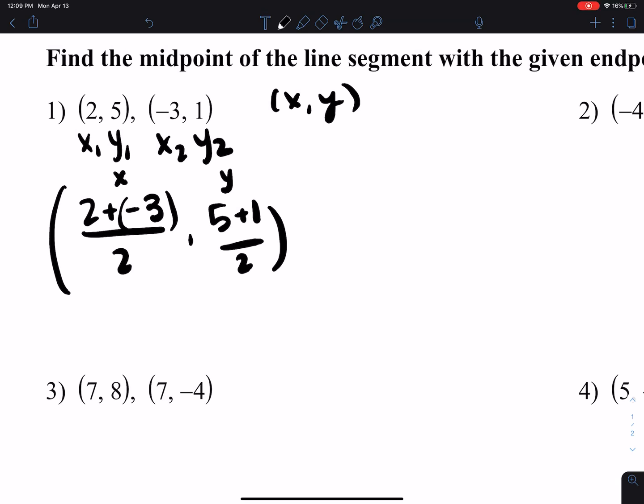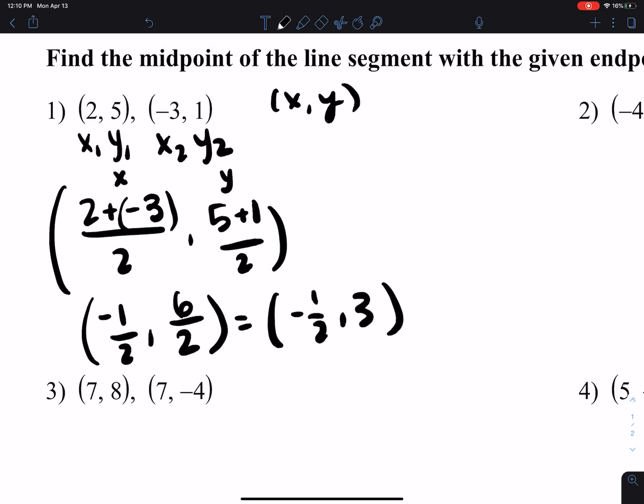If we simplify this, 2 plus negative 3, that's just negative 1. So the x coordinate of our midpoint is negative 1/2. And then here we get 6 divided by 2. But 6 divided by 2 is just 3. So let me write this a little better. So we'd have negative 1/2, and then the y is 3. So x is negative 1/2, y is 3.